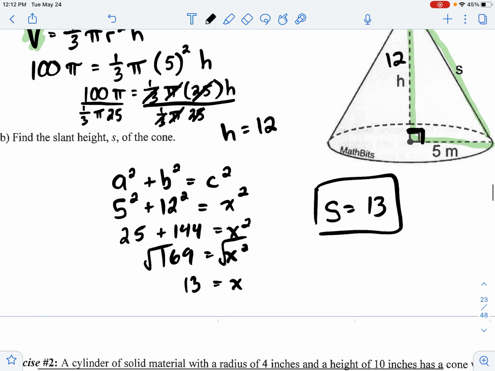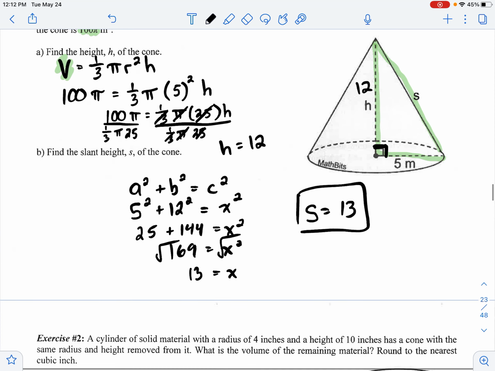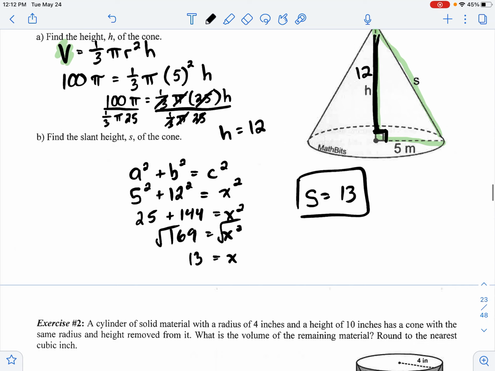So just an important thing to make note of, for the volume of a cone, the height that we always want is this vertical height here. So if you're given the slant height, you might need to use a Pythagorean theorem to get the vertical height, because that's what you need with the volume formula.